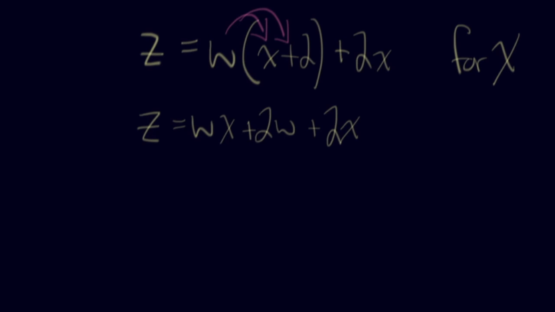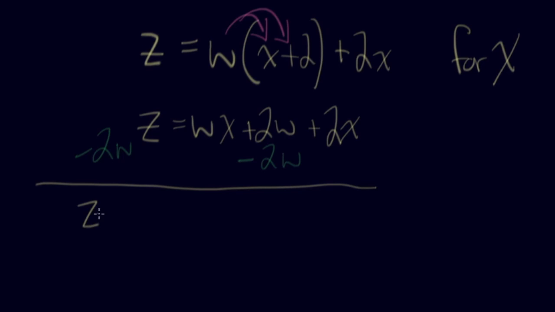So when you look at it now, though, you're like, uh-oh, there's an x there, there's an x there. That seems confusing. What you want to do is get your terms with the x's on one side. So you should be saying to yourself, okay, I want to leave wx, I want to leave 2x, but I want to get rid of this 2w. So how do we get rid of that 2w? I'm going to subtract the entire 2w, and I'm going to do that to both sides.